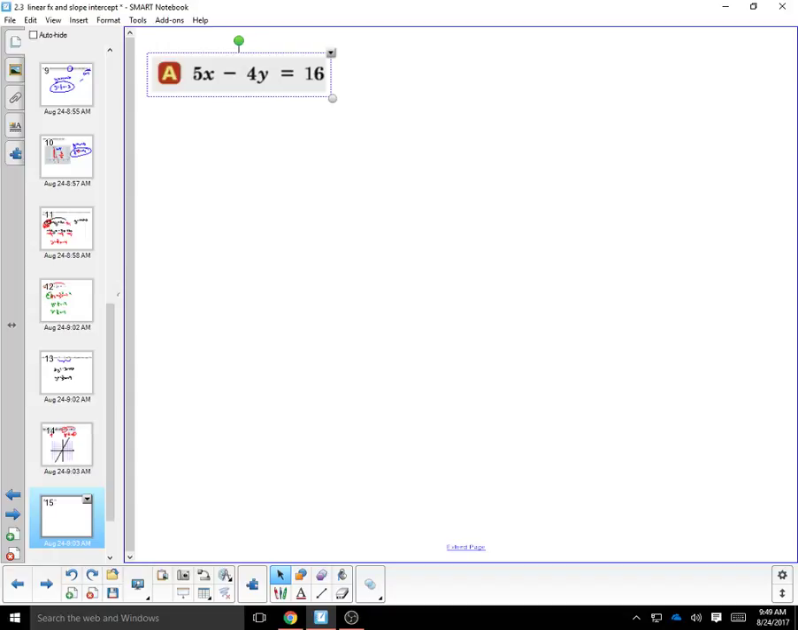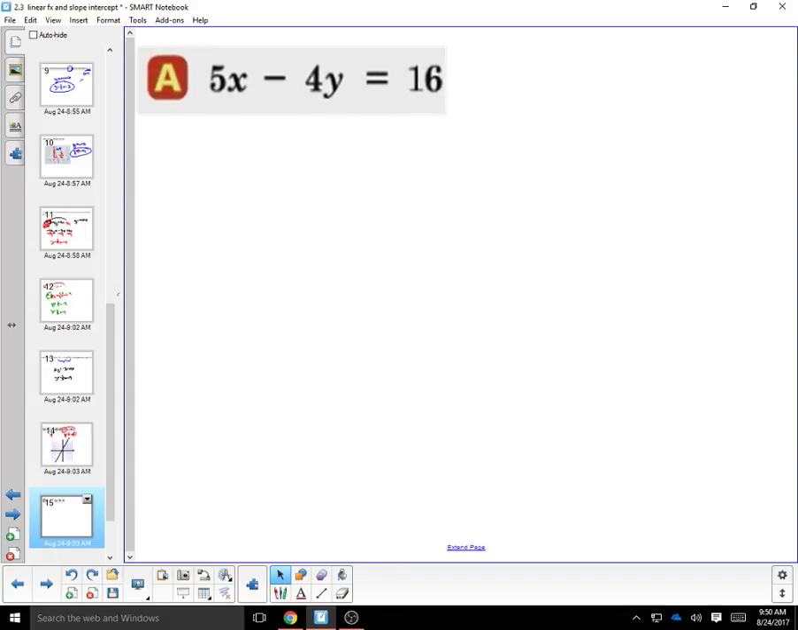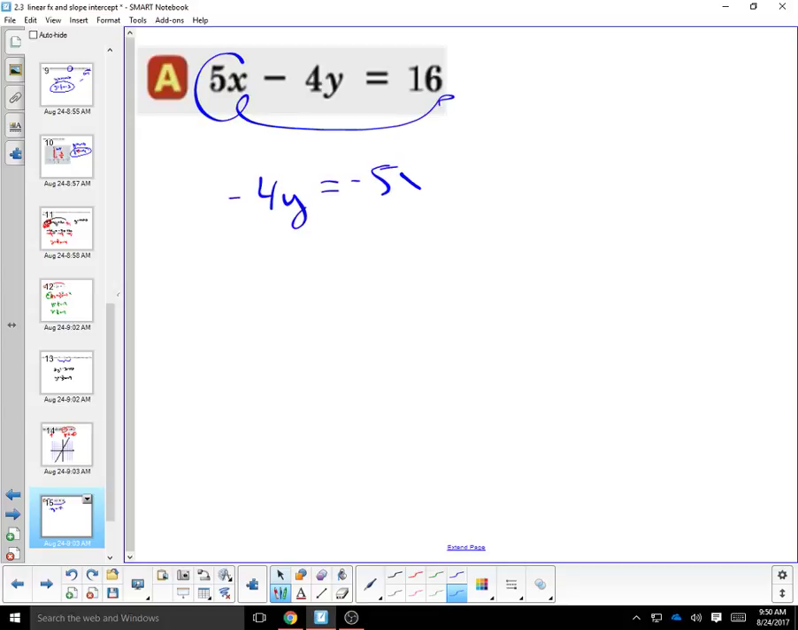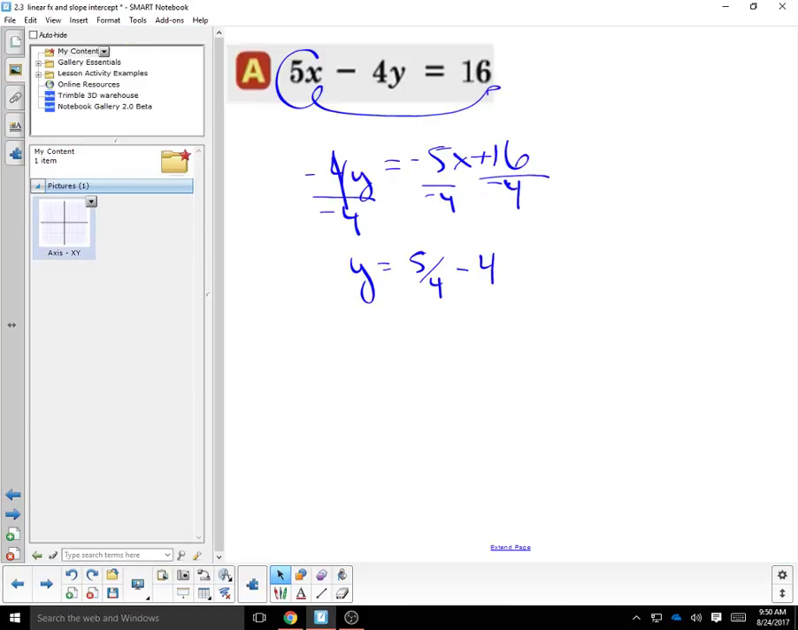How about this one? This has got to go, doesn't it? Negative 4y equals negative 5x plus 16. That's the first step. Divide by negative 4. That's the same one as last time, exactly. So, let's graph it.